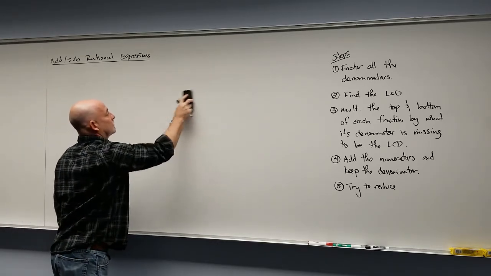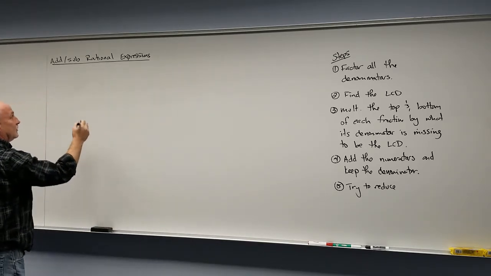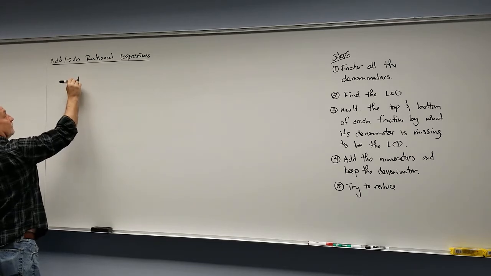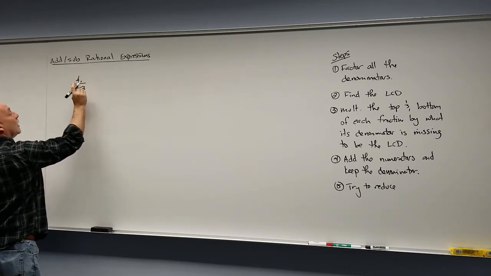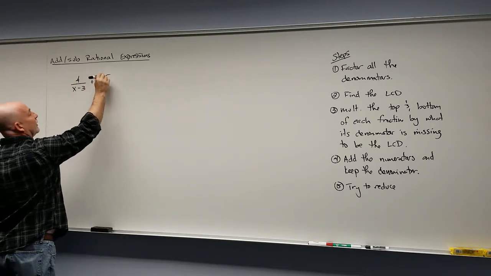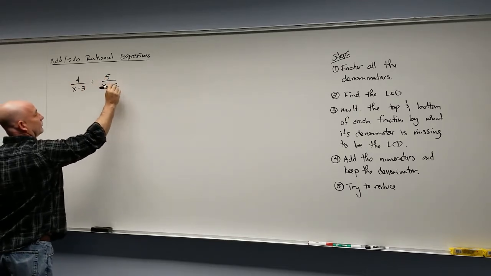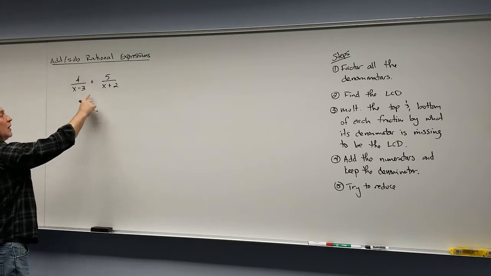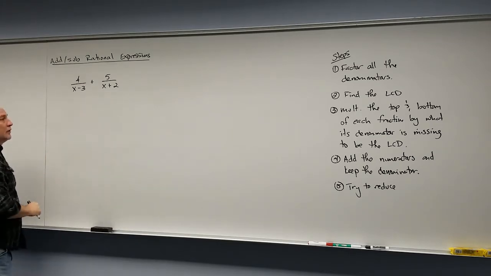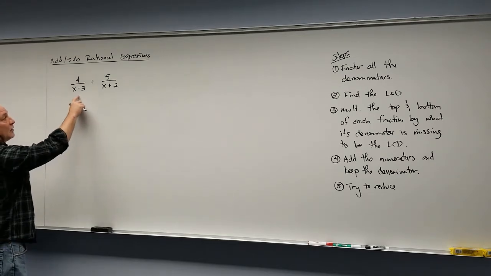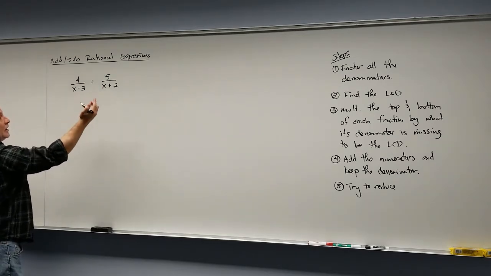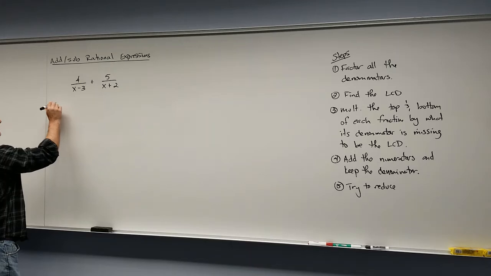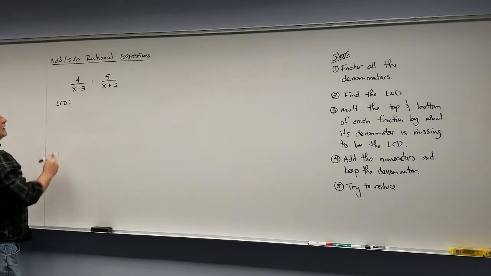So let's see. Let's start out with something fairly straightforward. Let's say we have 4 over x minus 3 plus 5 over x plus 2. All right, here we're adding two fractions or rational expressions, so we know we're going to need a common denominator. To get a common denominator, we want to factor each one of these denominators. Well, they're already factored, so we need to find the LCD.